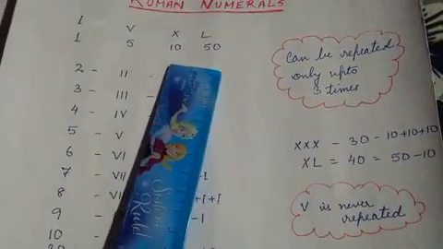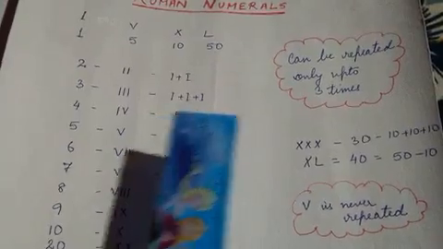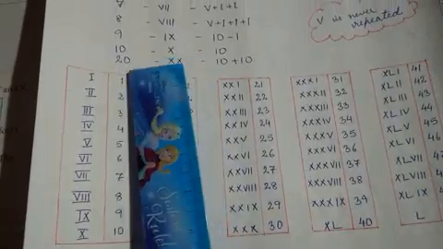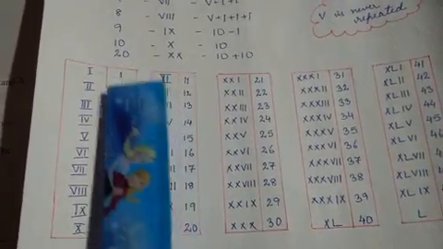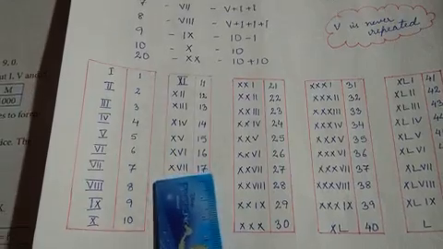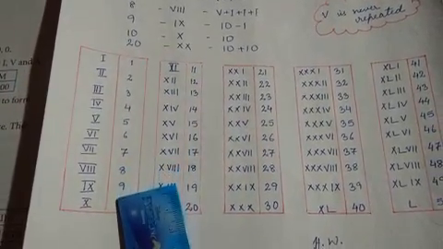We can repeat only X, or we can repeat only X and I. We cannot repeat V. So V is never repeated. Here I have shown you 1 to 10, which we just learned. You can write it with the lines above, or without the lines, as I did not put here. You can write both ways. So 1 to 10 I already taught you here.